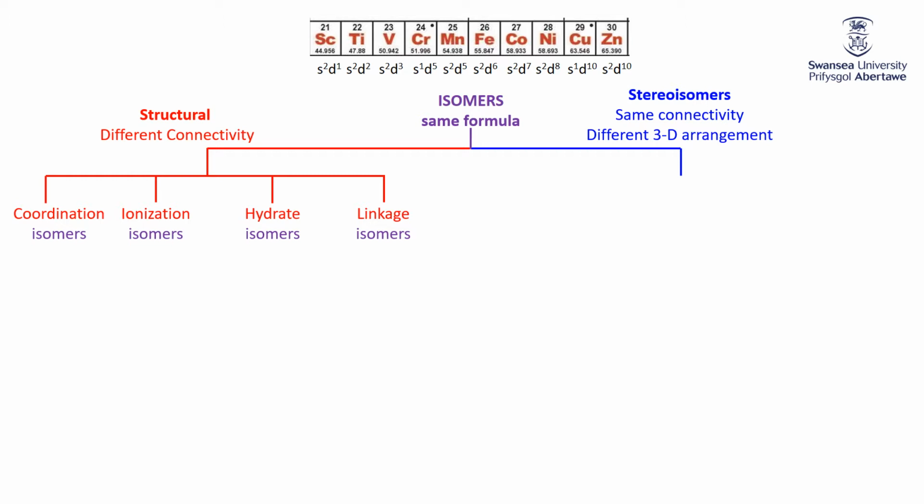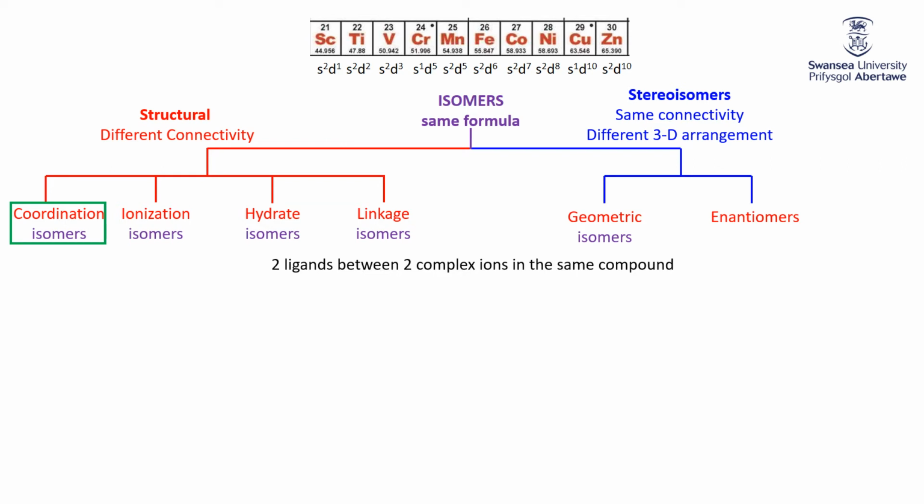Now, within stereoisomers, same connectivity, different 3-dimensional arrangement, you are used to 2 types in organic chemistry, geometric isomers and enantiomers, and we see those same things here. Geometric isomers like the cis-trans, the E/Z isomers that you've seen before, and enantiomers, of course, when you have a carbon with 4 different groups around it, leads to having mirror images that are non-superimposable. Anyway, we're going to look at these 6 types of isomers for coordination compounds. Starting off with coordination isomers.